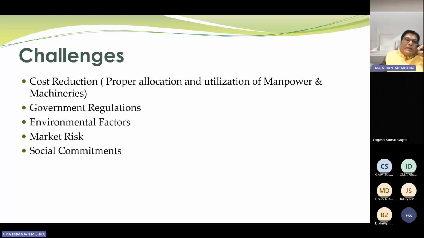Then social commitments. If the company is unable to fulfil the social commitments, maybe internal, maybe external. Internal means for the manpower, for the own laborers, own employees. If there is a problem, there will be a stoppage of the mining activity. If the company is unable to do any peripheral development, unable to fulfil any social commitment, and unable to do any activity mentioned in the mining plan or the mining closure plan, then definitely there will be a stoppage in the ore activity. So these are the challenges for the mining industry.